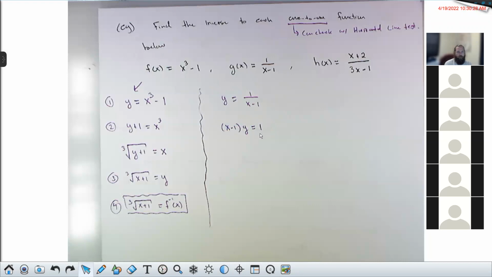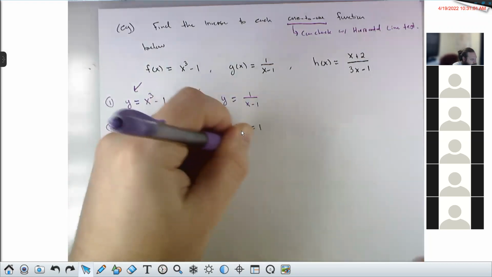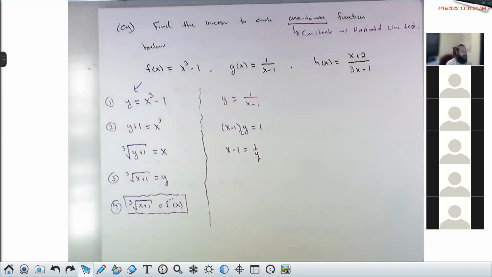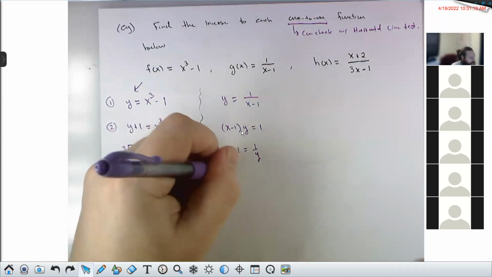I want to get x alone. If you think about what's keeping x from being alone, there's two things, right? There's a minus 1 here, and that's inside the parentheses. And then there's this times y here. So we got to get rid of the y first. So I can divide both sides by y. And then I can add 1 to both sides.